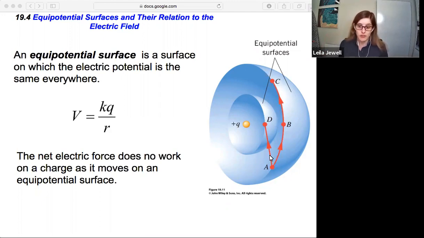If we instead go from A to D, now we're changing between two different equipotential surfaces, and we've changed the radius. So that change in radius is what's going to influence the change in work. It's going to require work to be able to change that radius.